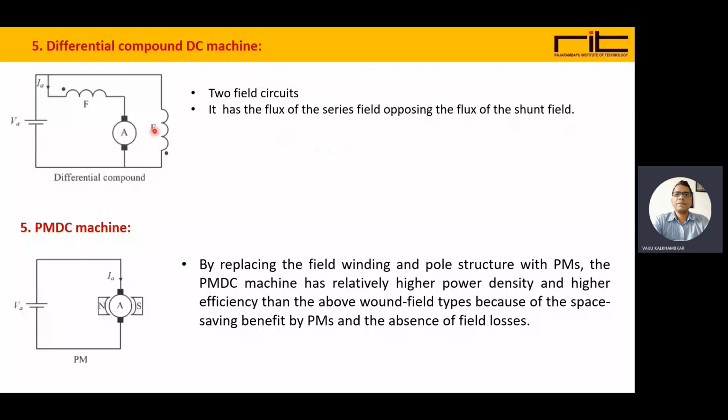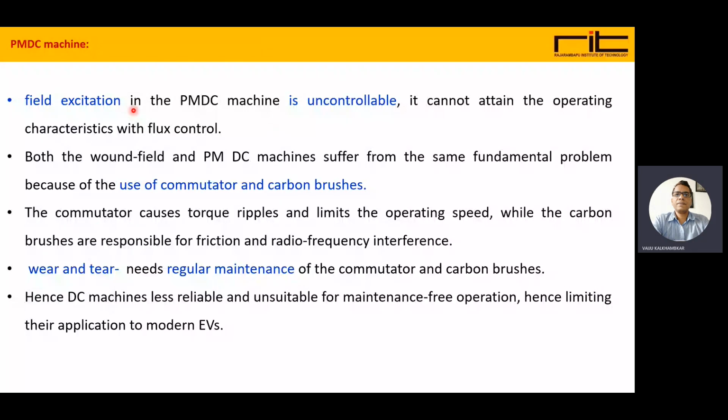As the magnets are used, whatever the flux is, it stays fixed. Both the wound field and permanent magnet machines have the same fundamental problem. So PM-DC is only slightly variable. Permanent magnet DC also has a fundamental problem, later part, adding the brush, wear and tear.